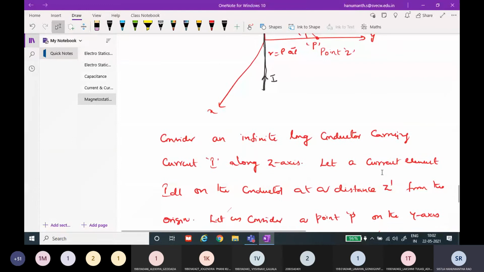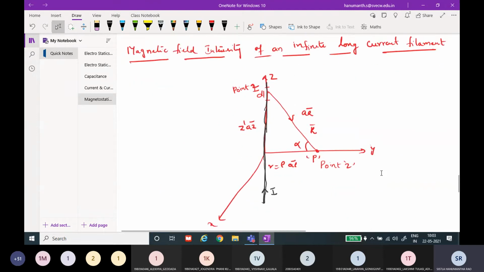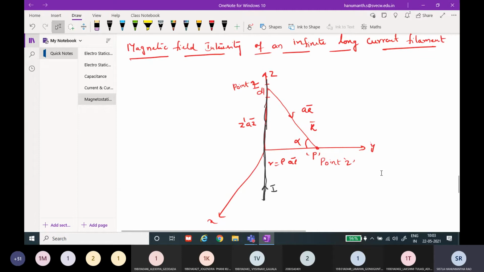Whatever the representation from the statement point of view: consider an infinite long conductor carrying a current I along the z axis. I have shown it separately in another color for your observation. The black color line is the current carrying conductor, where the current is I and it is along the z axis. That is the first case. The observation point is point 2, the source point is point 1. So the current element dl is z prime az bar from the origin, and r is rho a rho bar for the observation point.